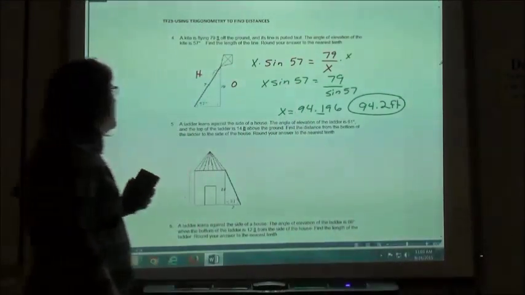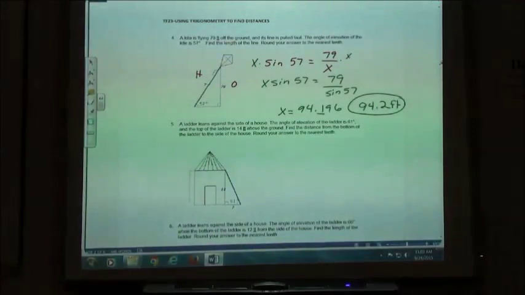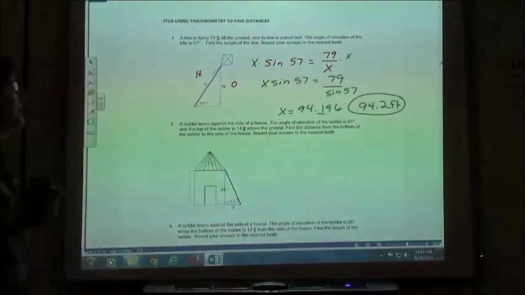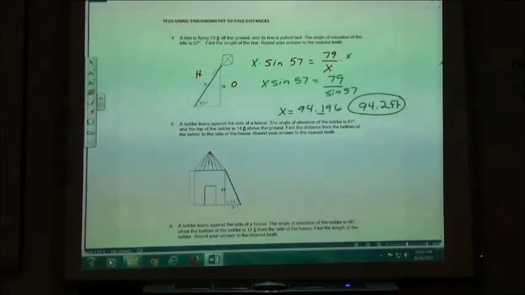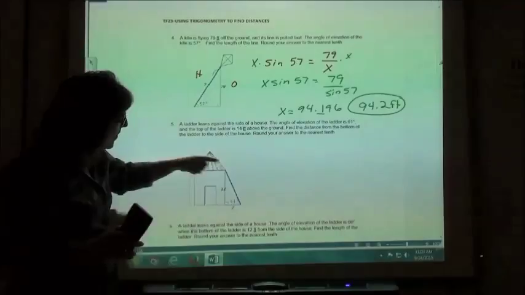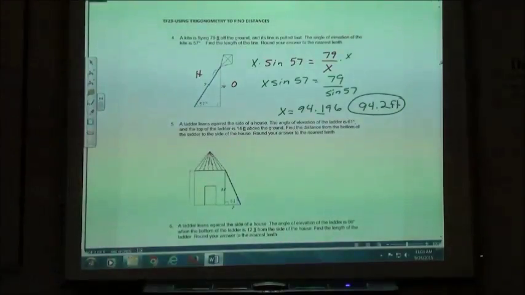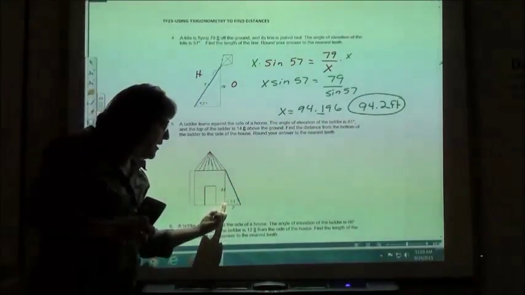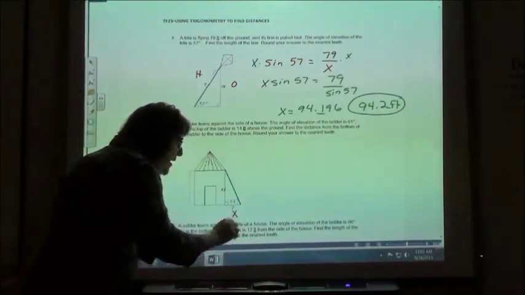Number 5 says a ladder leans against the side of a house. The angle of elevation of the ladder is 61 degrees. So again, from the ground up is the angle of elevation, so 61 degrees. The top of the ladder is 14 feet above the ground, so they measured up here, it's 14 feet here. Find the distance from the bottom of the ladder to the side of the house. So I'm looking from the bottom of the ladder to the side of the house. I'm looking for this side down here.